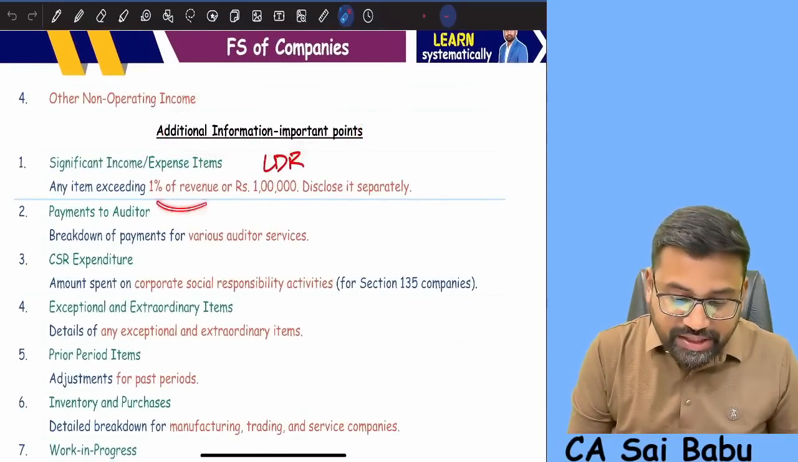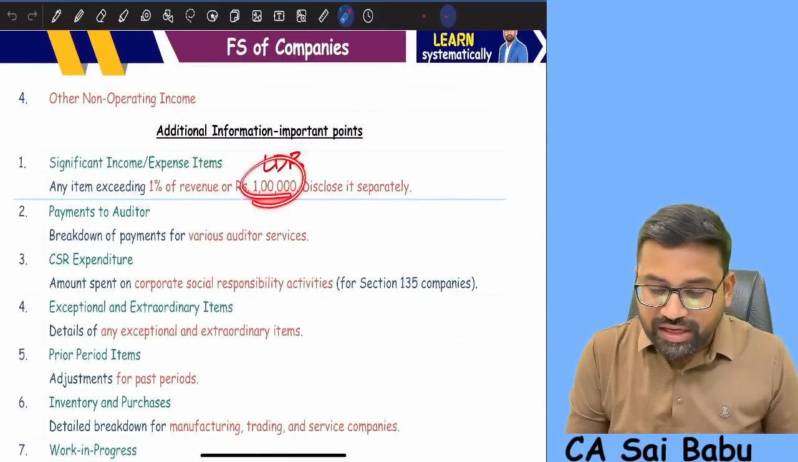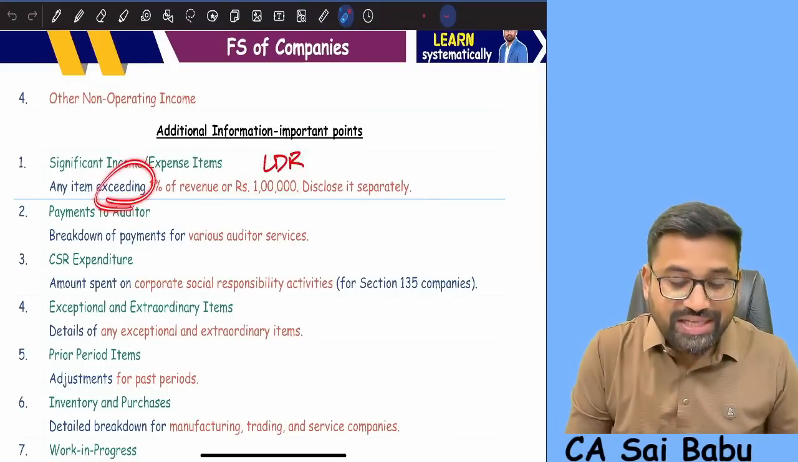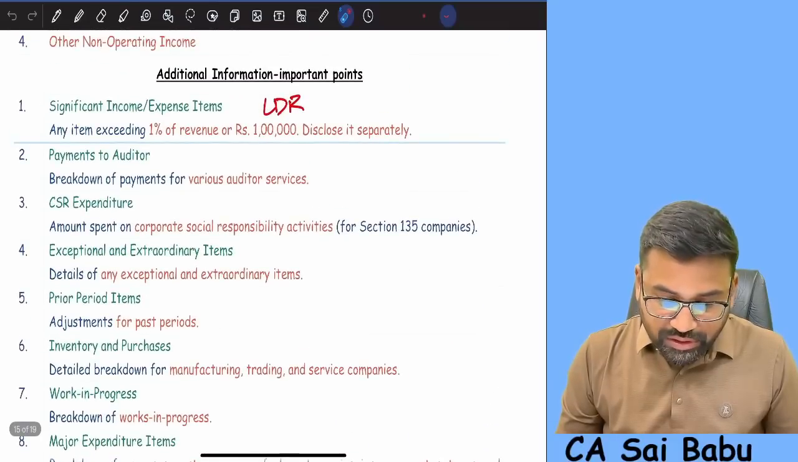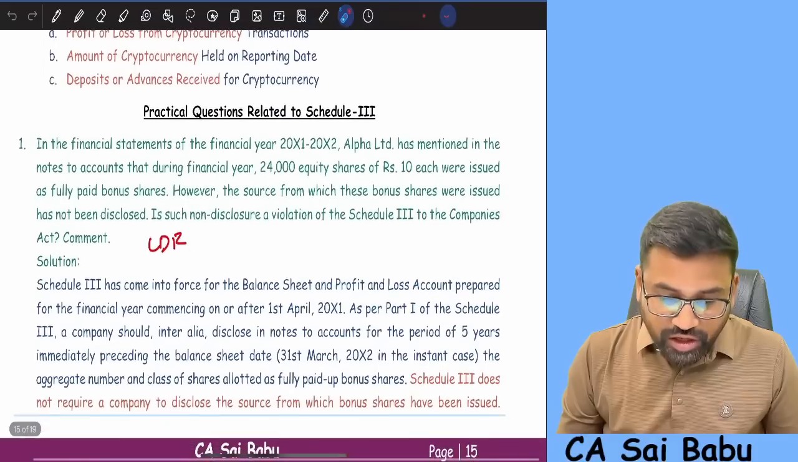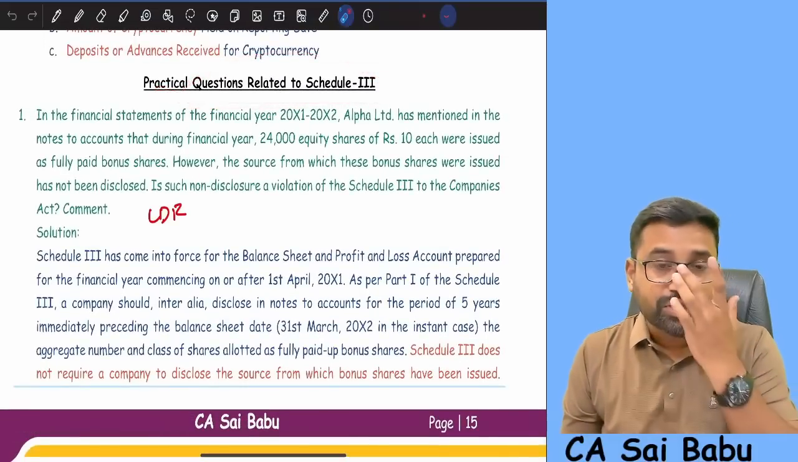Okay. And remember this point: any item exceeding 1% of revenue or 1 lakh, disclose it separately as per Schedule 3. And also some practical questions relating to Schedule 3.